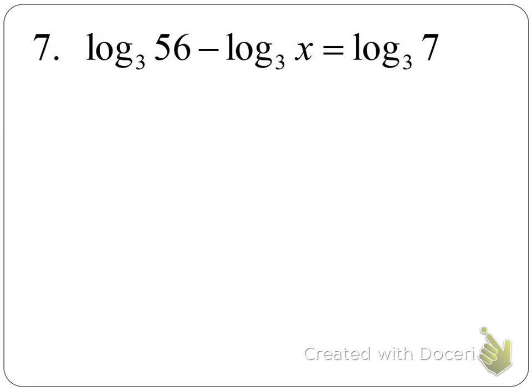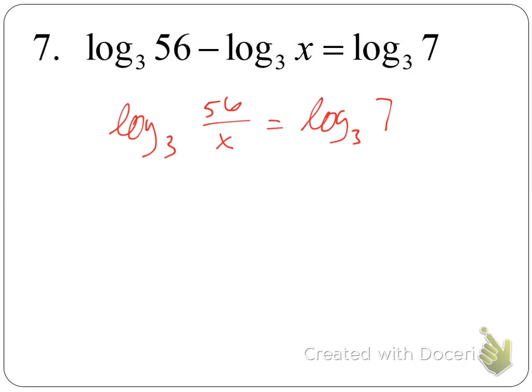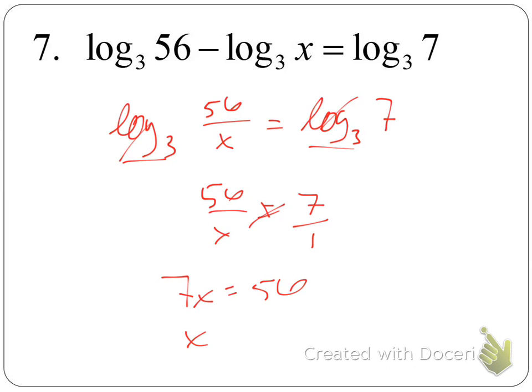Okay? Same deal here. Right? We've got two logarithms on the left side, and so we want to condense down to one. So we go log base 3 of 56 over x equals log base 3 of 7. Now, we do have the same logarithm base on either side of the equal sign, so we're allowed to just drop this and solve for 56 over x equals 7. Again, I would put the 7 in as a fraction so that we can cross multiply, get 7x equals 56, divide both sides by 7, and x ends up being 8.